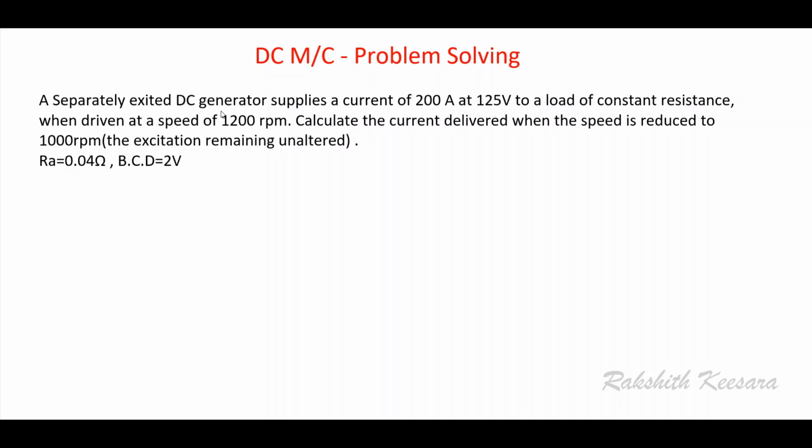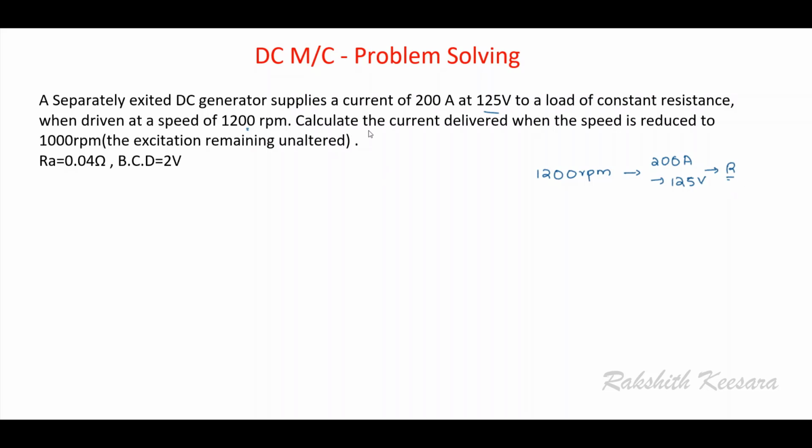A separately excited DC generator supplies a current of 200 ampere at 125 volt to a load of constant resistance when driven at a speed of 1200 rpm. So it is given that when the generator is driven at 1200 rpm, it is supplying 200 ampere current at a terminal voltage of 125 volt for a constant resistance.